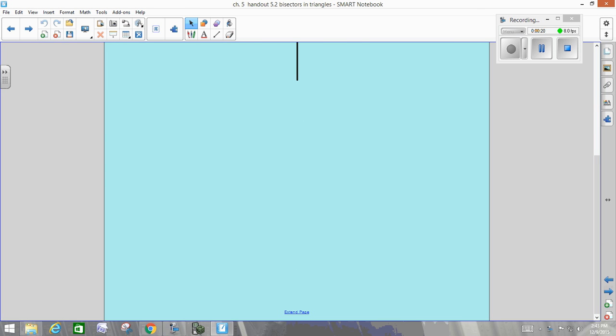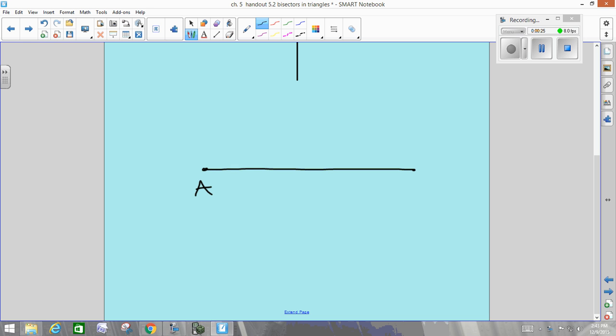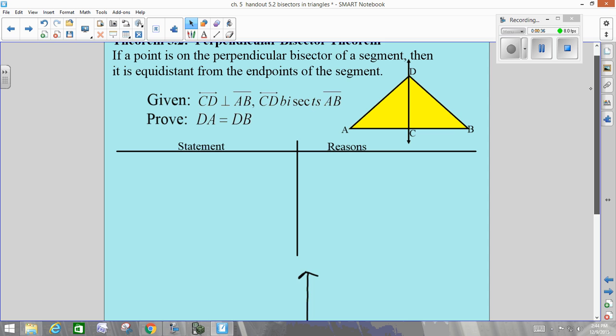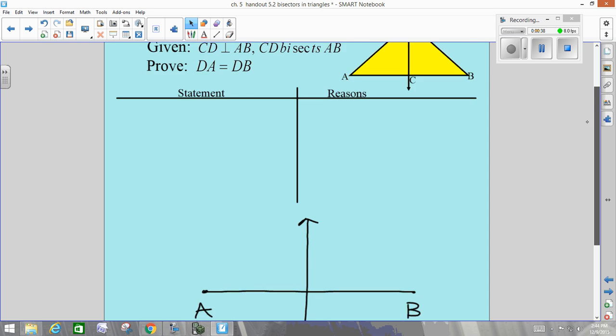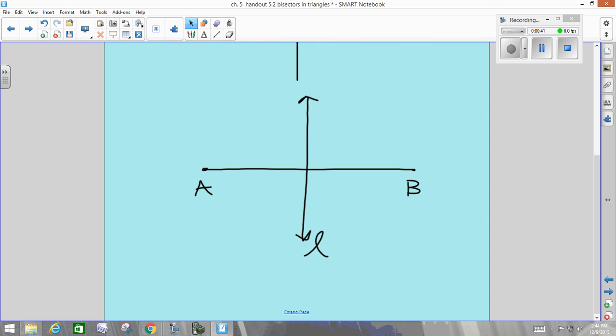So how this works. You have to have a segment. We'll call this segment AB. And then you need a line, so we'll call this line L. It says, if a point is on the perpendicular bisector of a segment, so this line needs to be the perpendicular bisector of AB. What does it mean if it's perpendicular? Good. What's it mean if it bisects it? Cuts it in half. So each of those sides would be congruent. We'll call this point C.